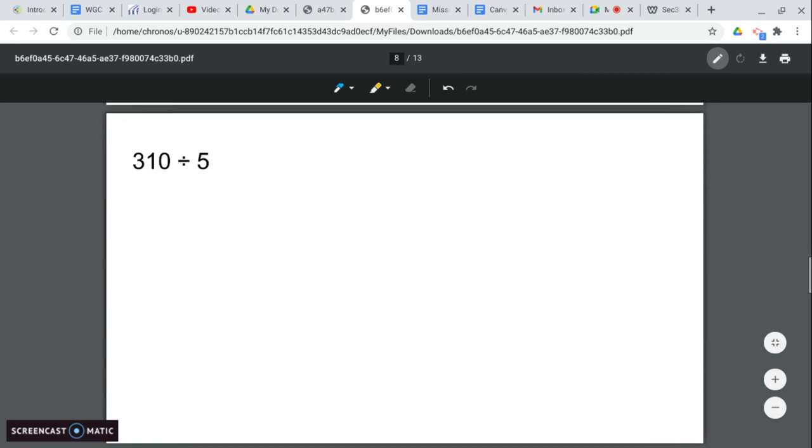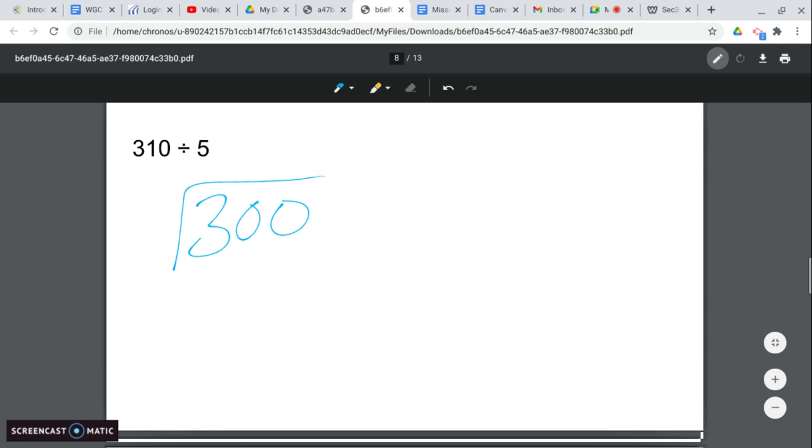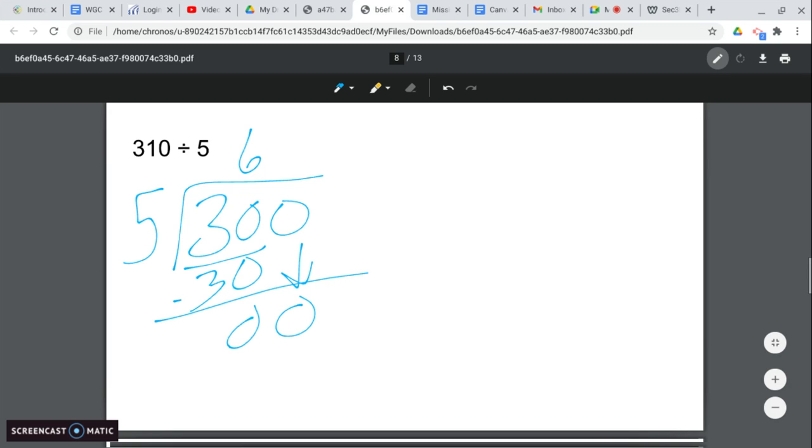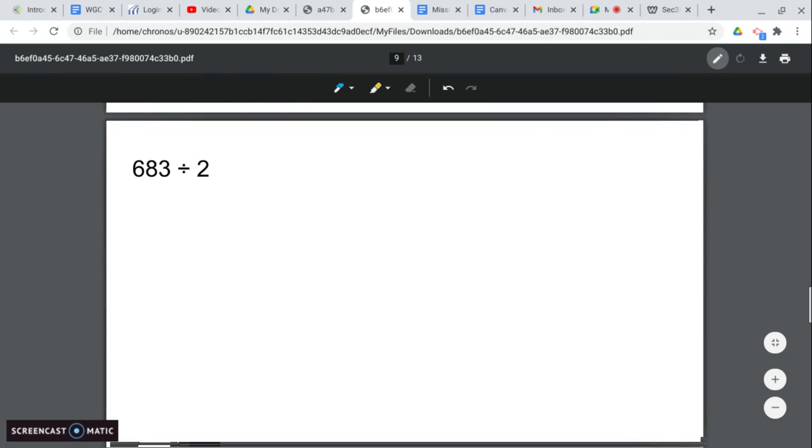Our next one, we have 310 divided by 5. We could round this down to 300 divided by 5. 5 can go into 30 6 times. Subtract those, we get 0. Carry it down, 0. So we have 60. This is all about estimating and using those compatible numbers.